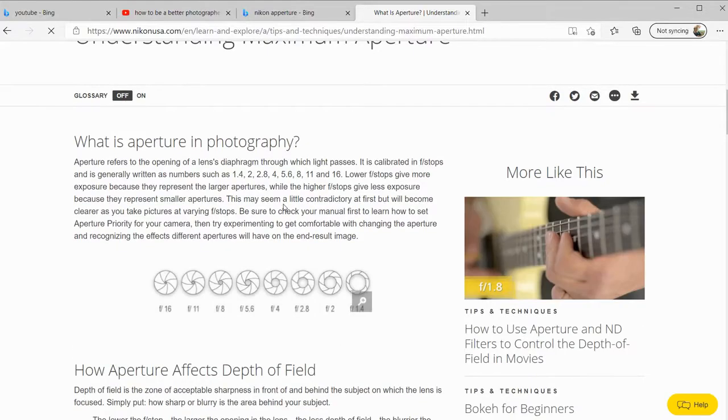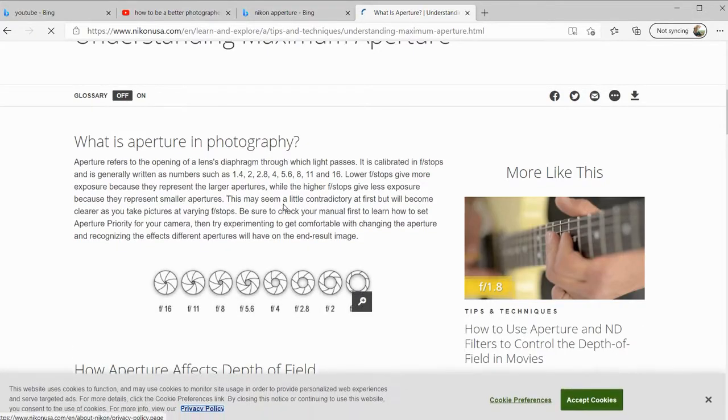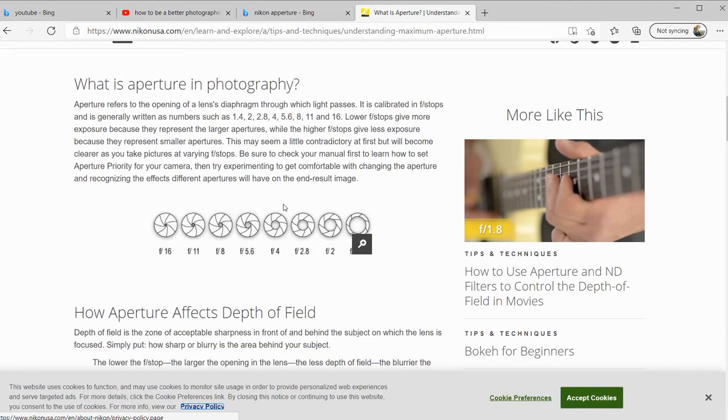Aperture refers to an opening of a lens's diaphragm through which light passes. It is calibrated in f-stops and is generally written as numbers such as 1.42, 2.84, 5.6, 8, 11, and 16. Lower f-stops give more exposure because they represent the larger apertures, while the higher f-stops give less exposure because they represent the smaller apertures. This may seem a little contradictory at first, but will become clear as you take pictures at a very fine f-stops.